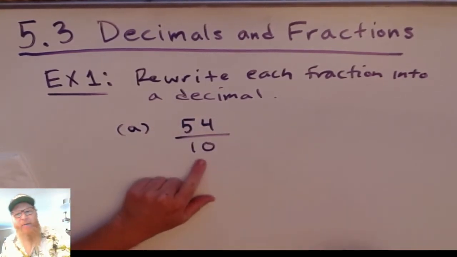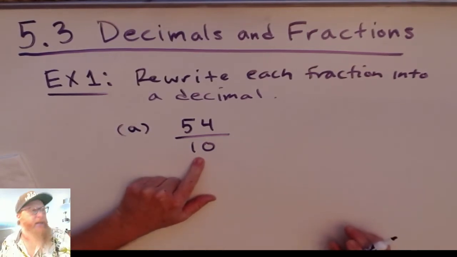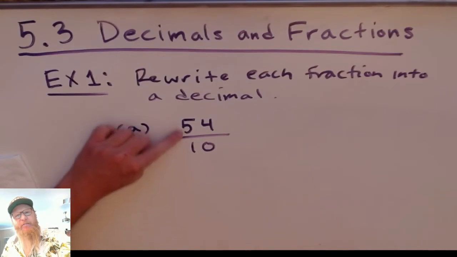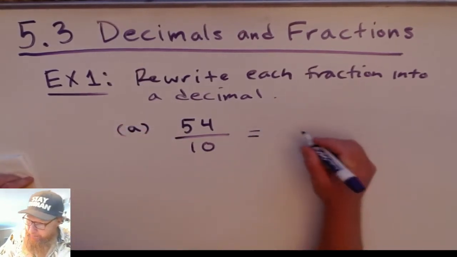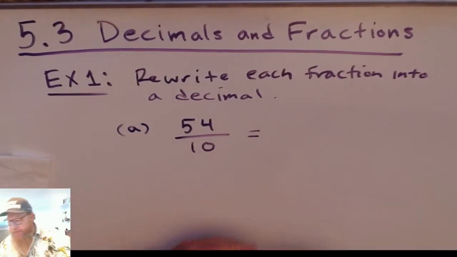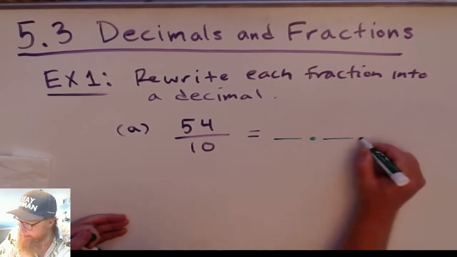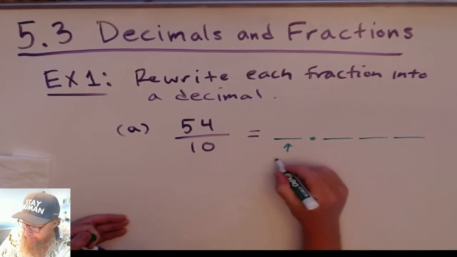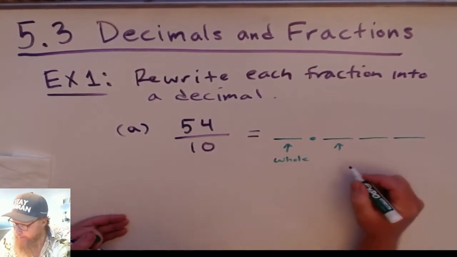Now, if the denominator is a power of 10, so 10, 100, 1,000, 10,000, etc., then you can literally write it as a decimal simply by reading the fraction. So this means 54 tenths. So we're going to find the tenths space. Let me just write it out as if we don't know the answer right away. I probably won't do this for every problem, but I'll start off by doing this, example 1.